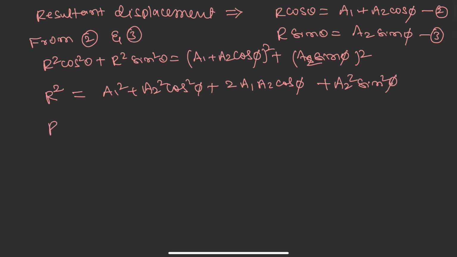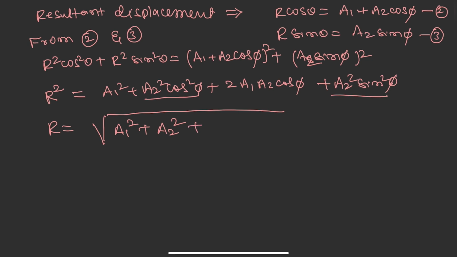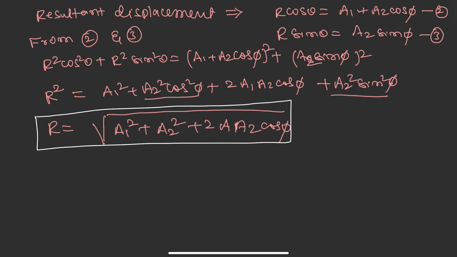Okay, so now R is equal to under root of, now we can go for this, A2 square sin square phi plus A2 square cos square phi. So this would become A1 square plus A2 square common, and sin square phi plus cos square phi is 1. It's A1 square plus A2 square plus 2 A1 A2 cos phi. Okay, so this is a way to find the resultant displacement of the particle after superposition.